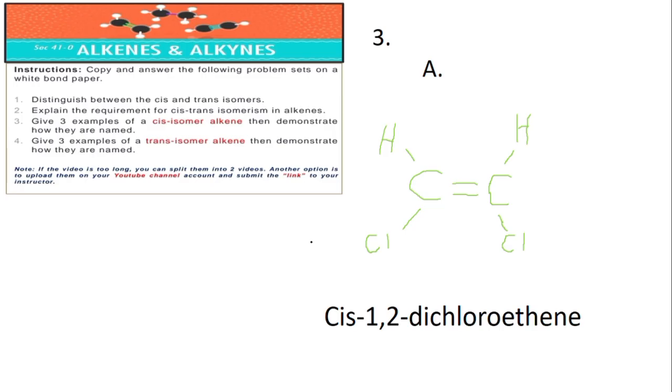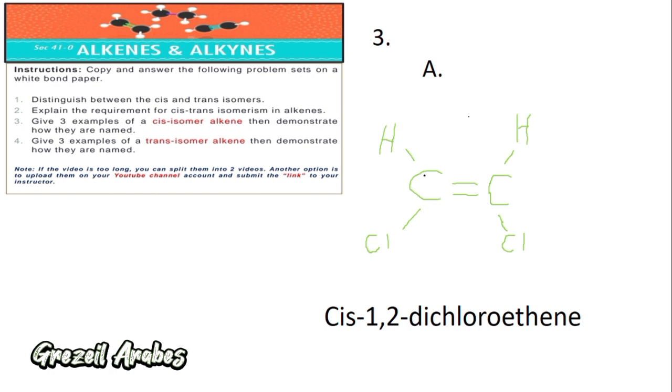So, this is the learning activity lesson 6, and my part of this learning activity is part 3 and 4. Now I will be first discussing number 3. Number 3. Give 3 examples of a cis isomer alkene, then demonstrate how they are named. So it says that 3 examples of cis isomer. So first, this is our example.